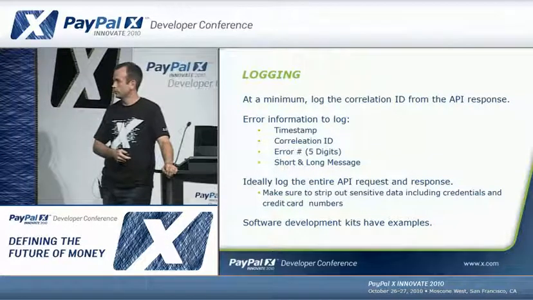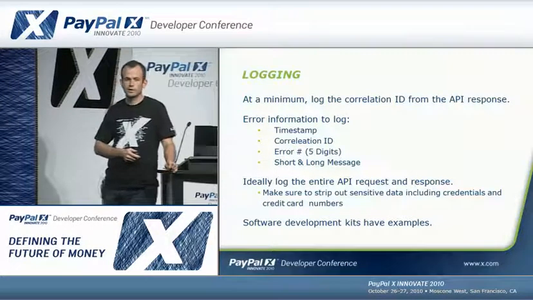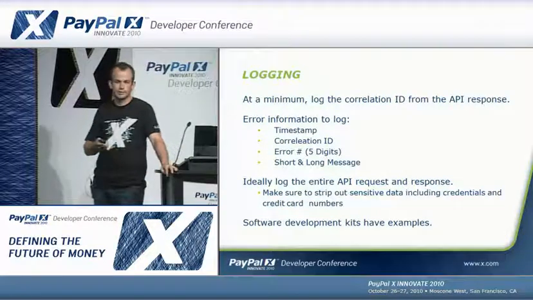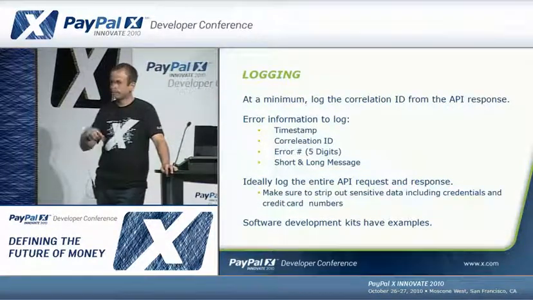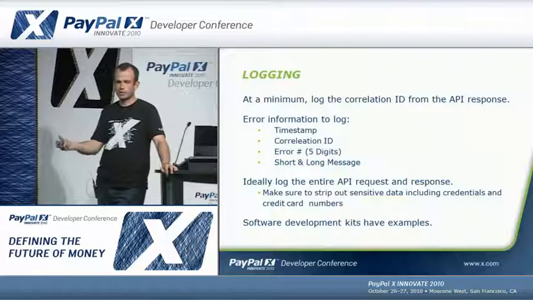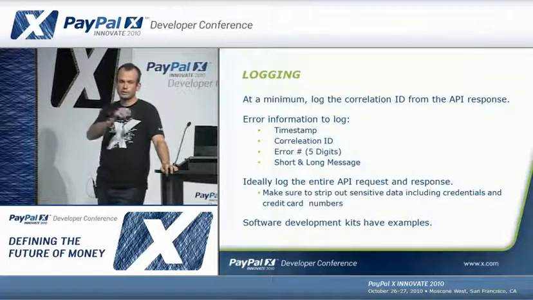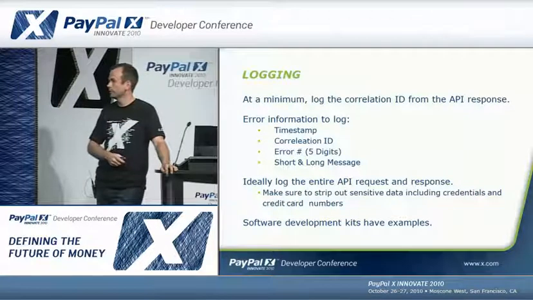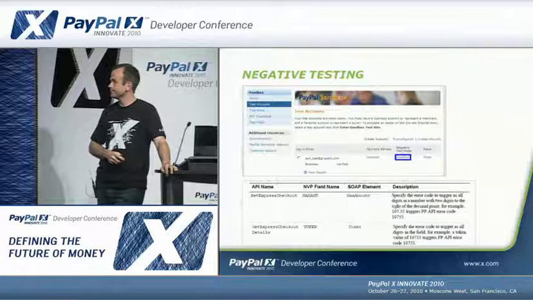Ideally, you'll want to store the entire API request and response, obviously with the credentials stripped out of it. Just don't have to have that public in your logs. Obviously, it's not going to be public anyway, but that way you're not just seeing that you have an error. You know where that error stemmed from. So if you sent through some weird amount, you can see in your request what that amount was. And then for logging, we have some samples in our SDKs as well.